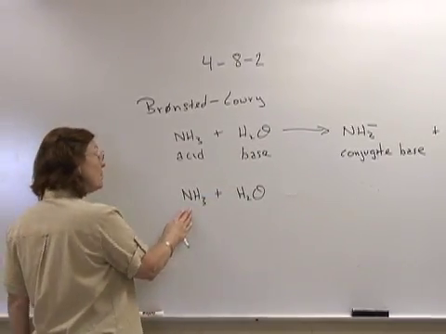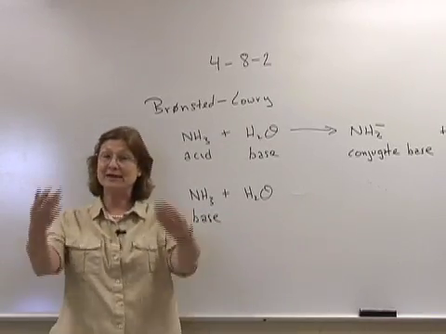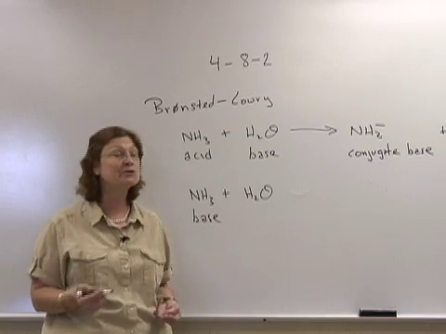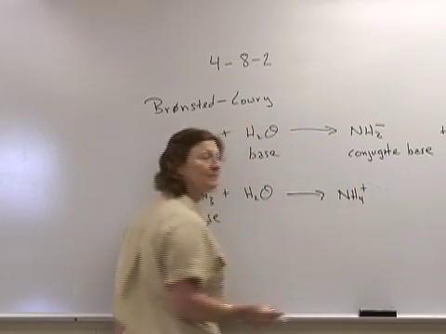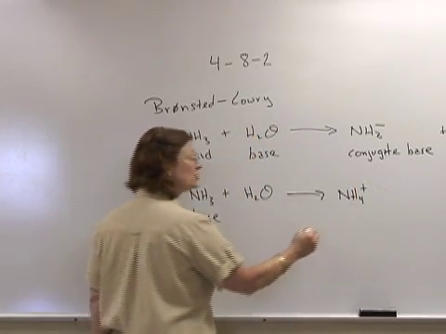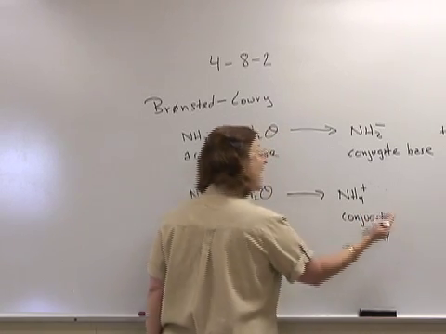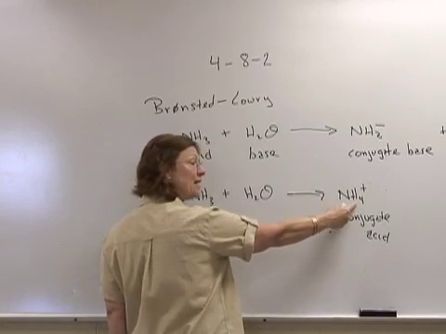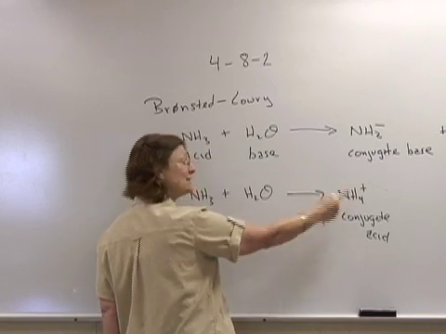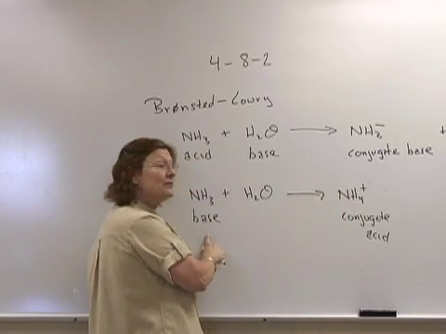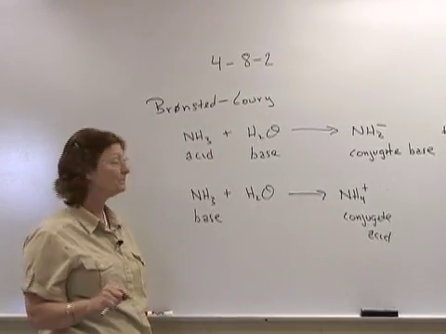Now let's look at ammonia as being a base. Well, when it's a base, it's going to accept a proton. It's going to accept a hydrogen. And therefore, it will become the ammonium ion. That would be its conjugate acid. And if I look in reverse, I see that this hydrogen has been given up to the ammonia, and therefore this is my acid, and this would be the conjugate base. This becomes very, very important. Conjugate pairs are very, very important.